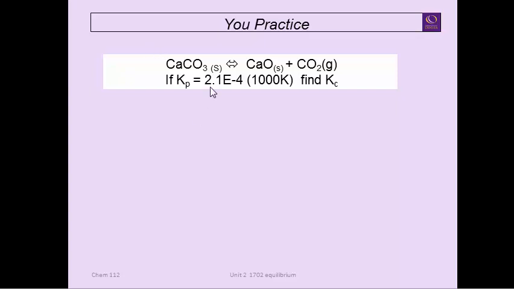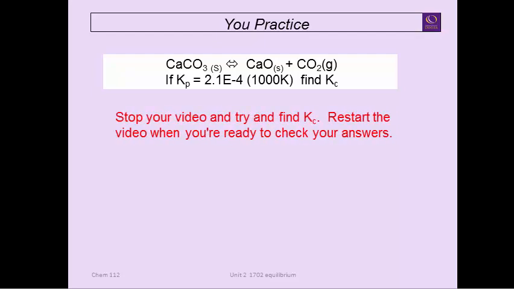Here's calcium carbonate solids turning into calcium oxide and carbon dioxide. So why don't you do this? Here's the Kp. It's 2.1 times 10 to the minus 4 at 1000 K. Can you find the Kc? Stop your video. Try and set it up on paper. Make sure you think about the delta N going from here to here and see what you come up with.